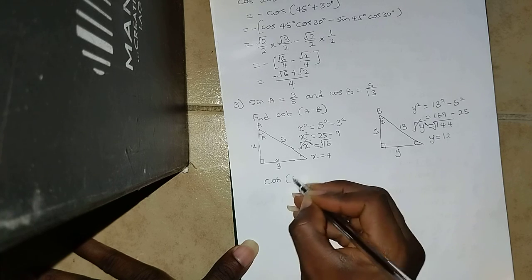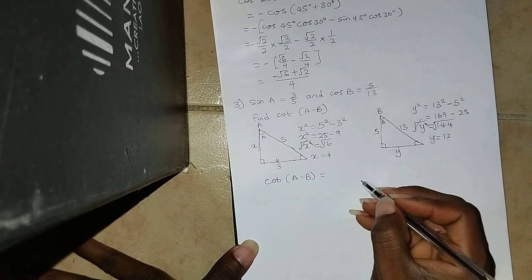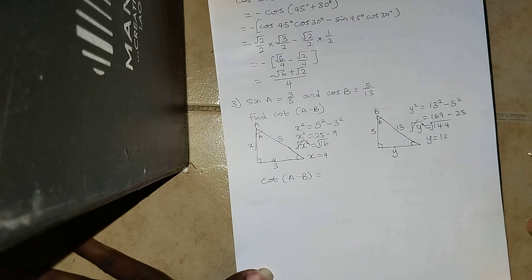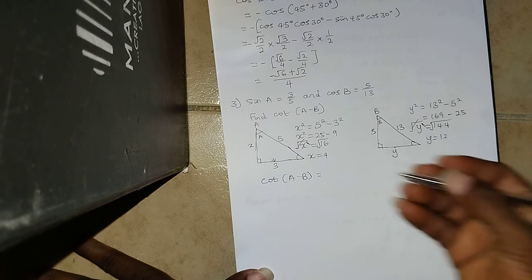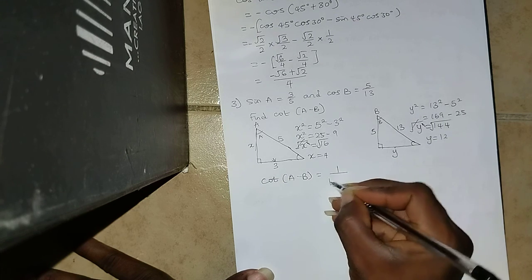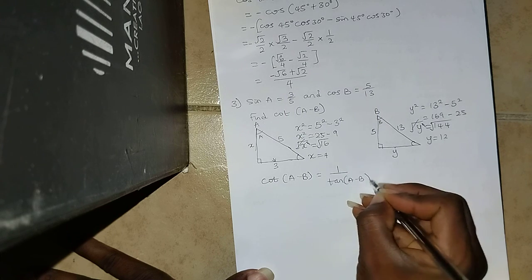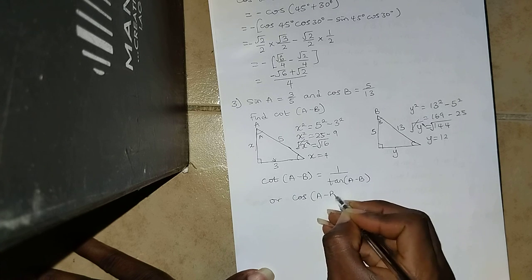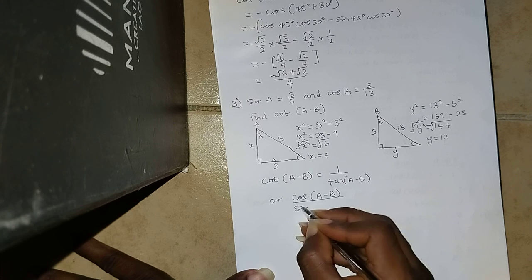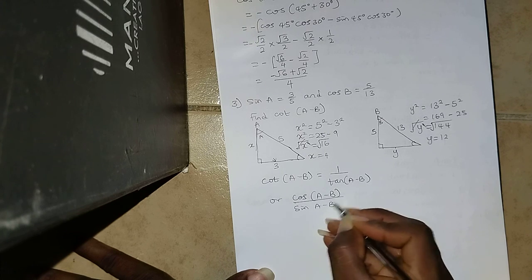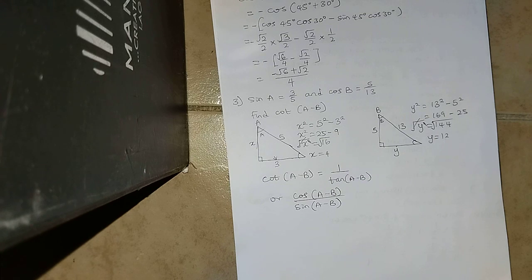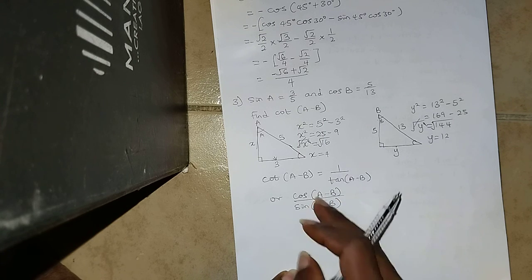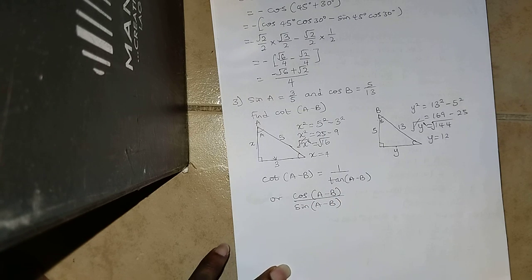So cot(A minus B) will be equal to... cot(A minus B) simply means the inverse of tan(A minus B). So you can either say cot(A minus B) is equal to 1 over tan(A minus B), or you say cos(A minus B) over sin(A minus B). This can also mean cot(A minus B), what I've written here also. So I'll prefer to do so.